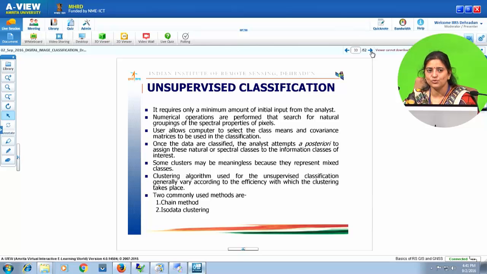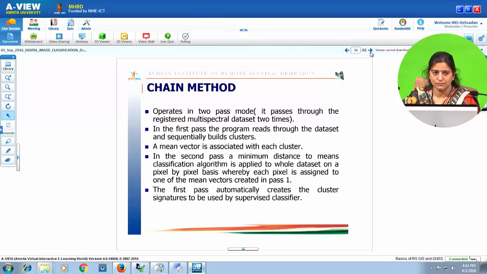Clustering algorithms used for unsupervised classification generally vary according to the efficiency with which the clustering takes place. Two commonly used methods are chain method and ISODATA clustering. Starting with the chain method. Chain method operates in a two-pass mode. That means it passes through the registered multispectral dataset 2 times. In the first pass, the program reads through the dataset and sequentially builds clusters.